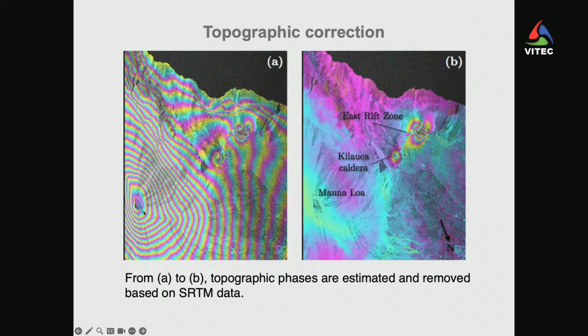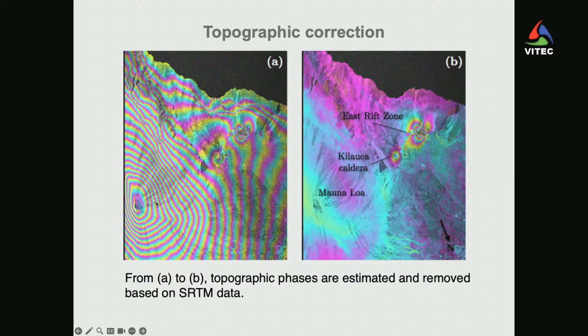You can see that the first order interferogram after you flatten it is mostly those contours. This is Mauna Loa and this is Kilauea. Most of those fringes are topography fringes, and you can plug in the satellite geometry and even calculate how much each cycle corresponds to topography. Usually you're talking about hundreds of meters, depending on the geometry.